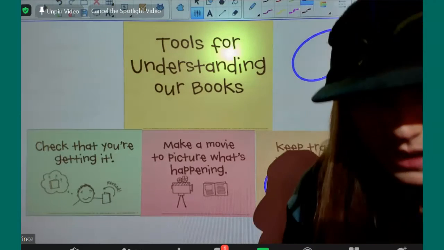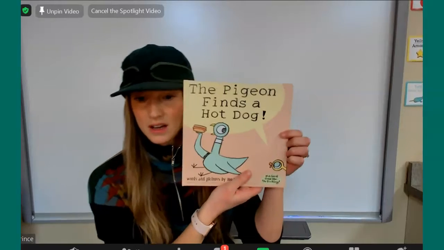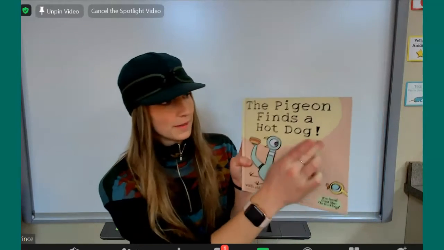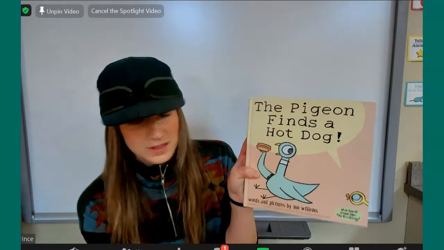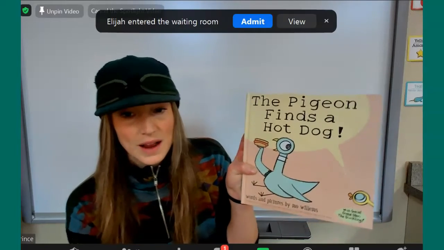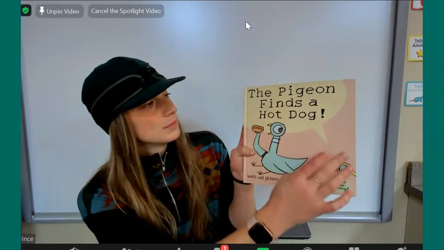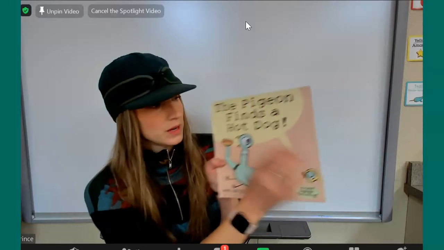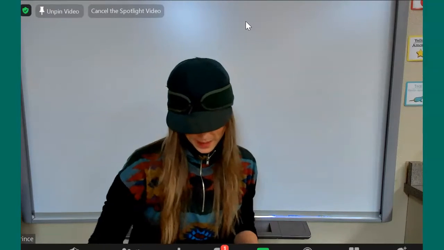Okay? Before we continue, I'm going to have people go in. The pigeon finds a hot dog. And I see automatically, even before I even open the book, there is a speech bubble here, and it's pointing at the duckling. So the duckling is the one saying the pigeon finds a hot dog. Now remember, I had mentioned that in these smaller books, if it's not a chapter book, they might not use quotation marks, but we can identify the talking in the story by the speech bubbles. Okay?